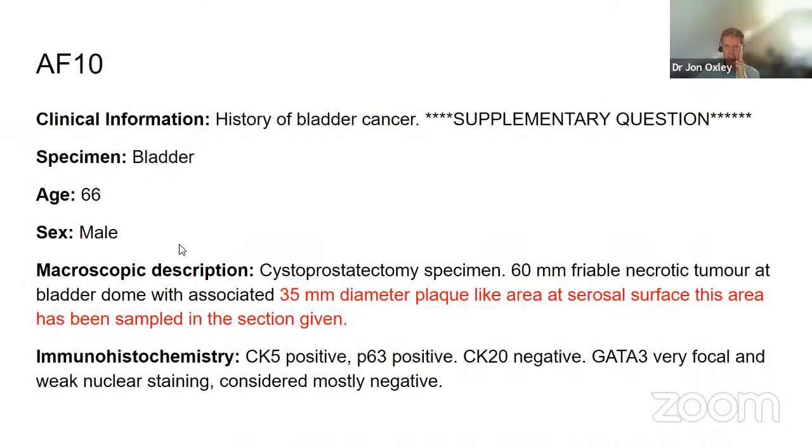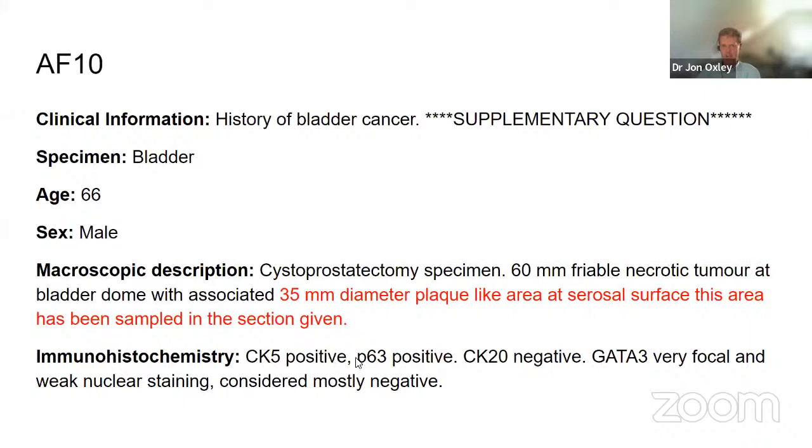Moving on to AF10. We are told this is a history of bladder cancer. It's a cystoprostatectomy specimen. And we're told there's a 35mm diameter plaque-like area at the serosal surface. This area has been sampled in the section given. So there's a plaque-like area in the serosal surface. This is important because we're going to ask you to stage it later.